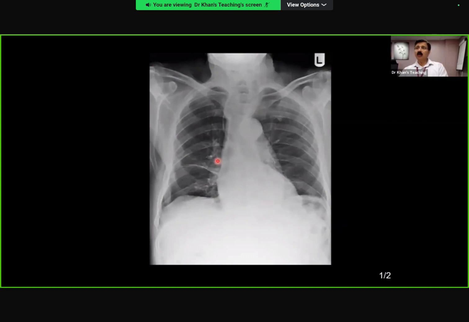Hello, candidate 11. Can you please tackle this? Just the X-ray. I'm not worried about here. Look at the mediastinum. What's happening in the mediastinum?